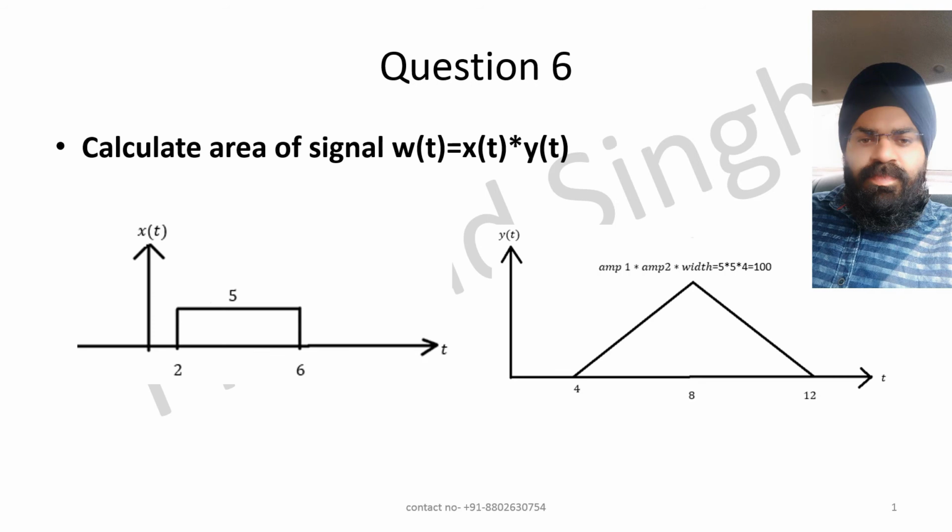Question number 6. Calculate the area of the signal w(t), which is x(t) convolution with y(t). So x(t) is the same rectangular pulse from 2 to 6, amplitude is 5, and y(t) is a triangular pulse which is from 4 to 12 and amplitude is 100. So we have to convolve the signals, the resultant signal is w(t), and we have to find the area of the signal w(t).